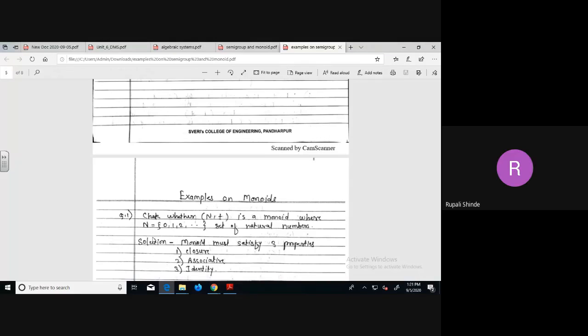Okay. So here for this given example we have to check whether this N plus is a monoid or not. So take 5 minutes and check for all these three properties: closure, associativity and identity, and tell me your answer within 5 minutes.